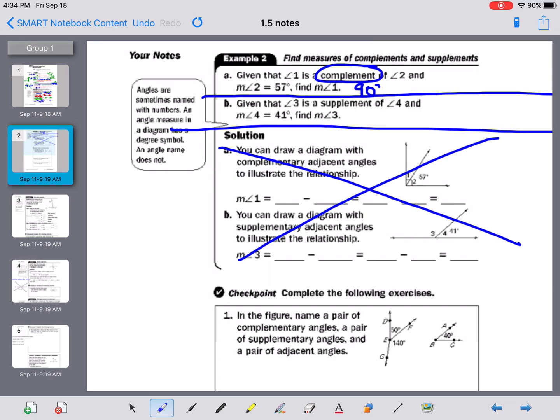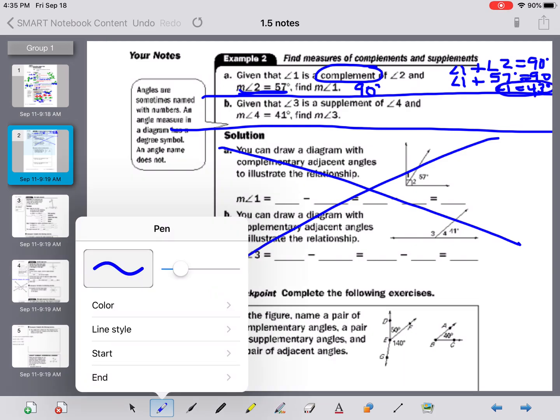So angle 1 is a complement of angle 2. So I have angle 1 plus angle 2 equals 90. That's what my brain should be telling me. So if I know that angle 2 is 57 degrees, how can I find angle 1? Well, I can subtract, right? And I'm telling you what, you don't have to set up this sophisticated equation at all. When I subtract 57, it looks like angle 1 is 43 degrees, okay? So complement is 90. That's what we need to remember in our head.